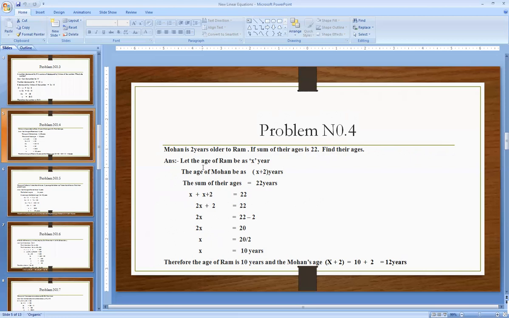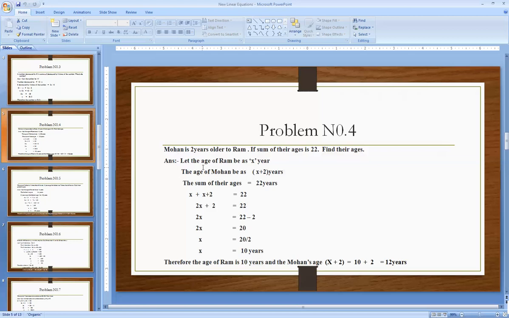So here we should decide who is older and who is elder. Mohan is 2 years older to Ram. Now we should see whether Mohan is elder or Ram is elder. Mohan is 2 years older, which means Mohan is 2 years more than Ram, so Ram is the younger one and Mohan is the elder one. If the sum of their ages is 22, if we add both the ages, then their ages will become 22. Now we have to find out the age of Ram and the age of Mohan.